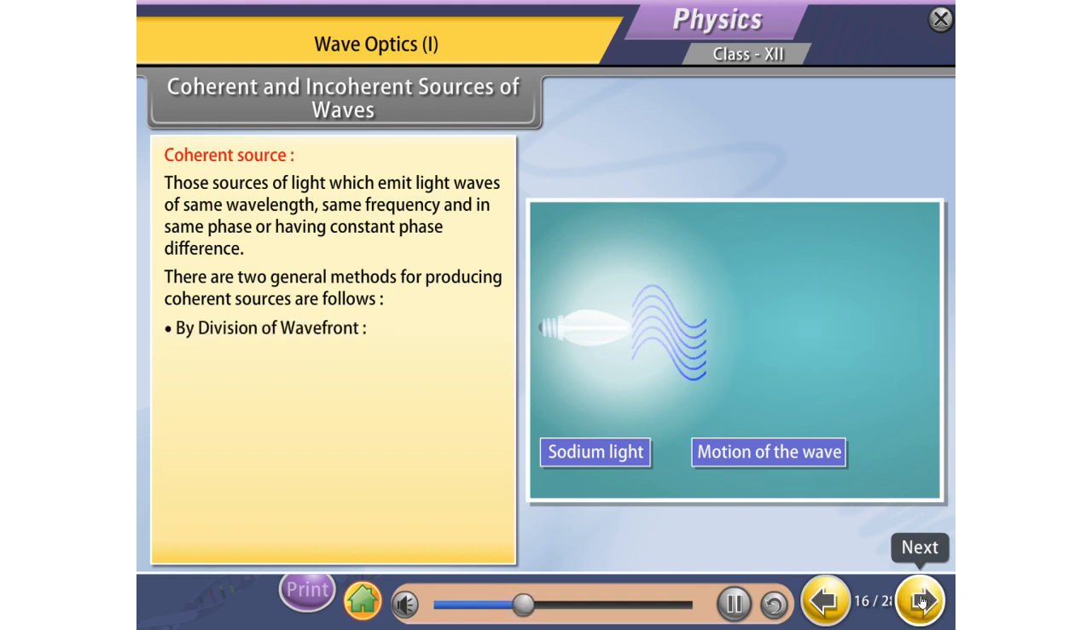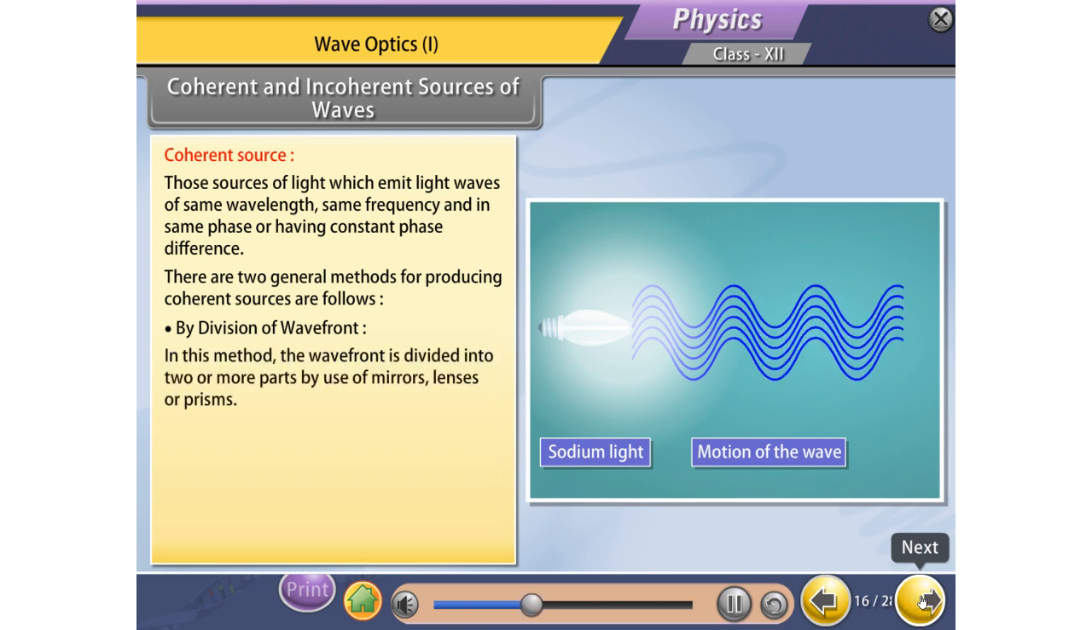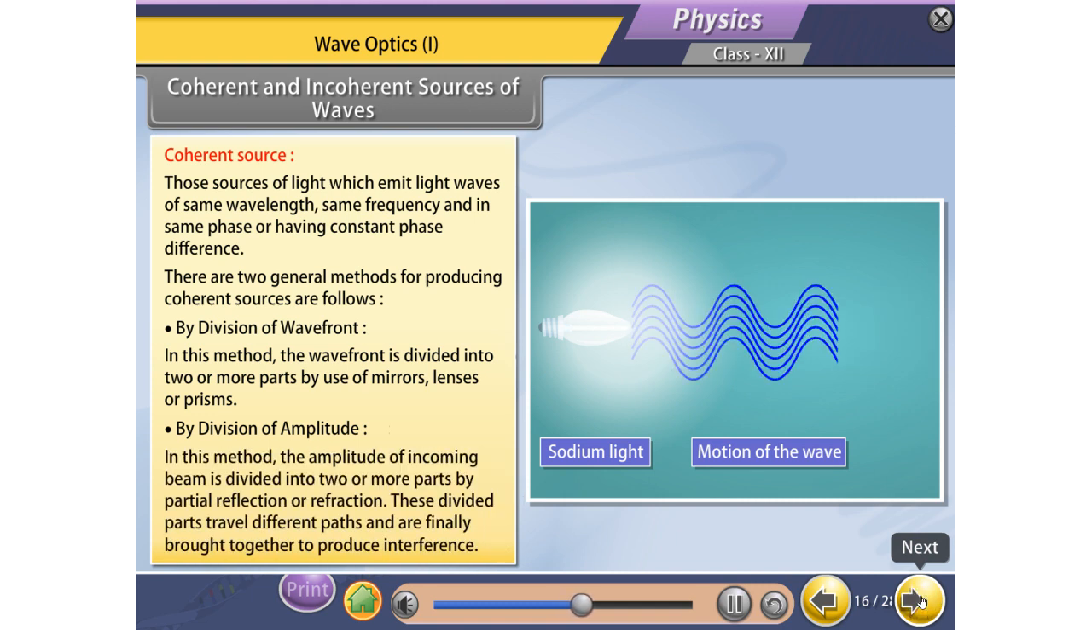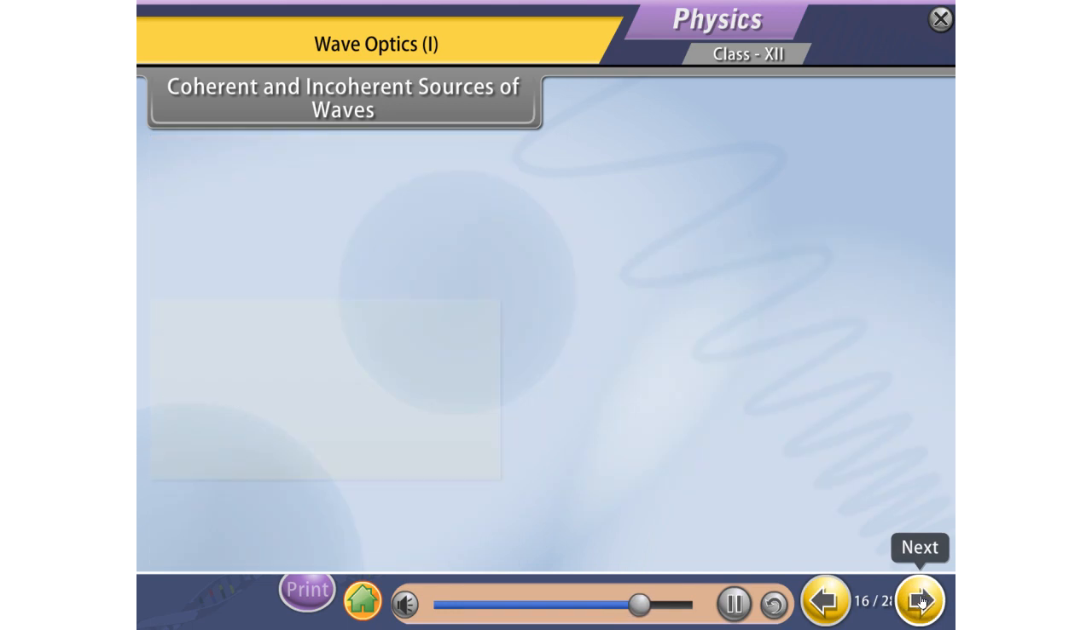By division of wavefront. In this method, the wavefront is divided into two or more parts by use of mirrors, lenses, or prisms. By division of amplitude. In this method, the amplitude of incoming beam is divided into two or more parts by partial reflection or refraction. These divided parts travel different paths and are finally brought together to produce interference.